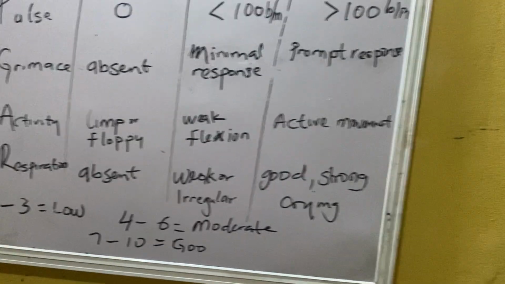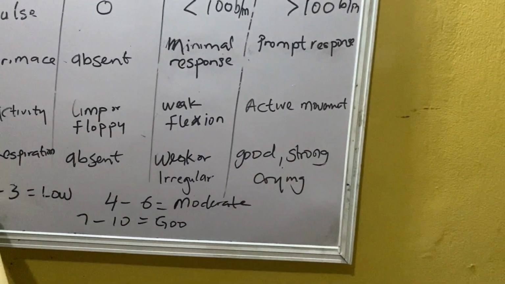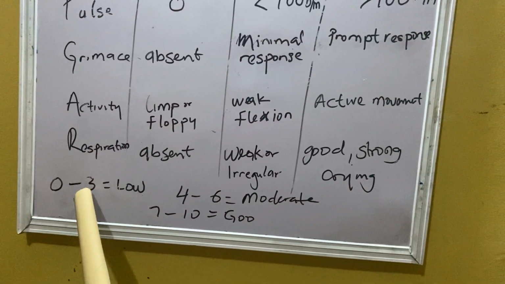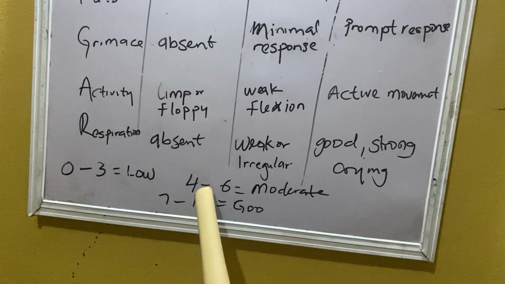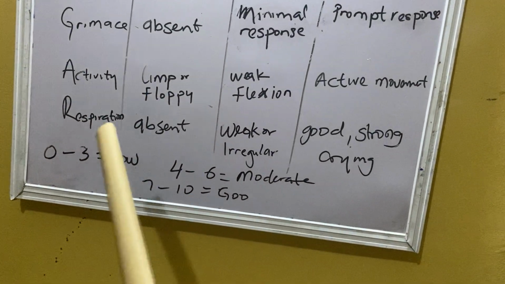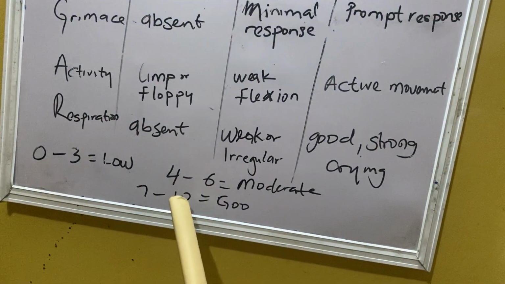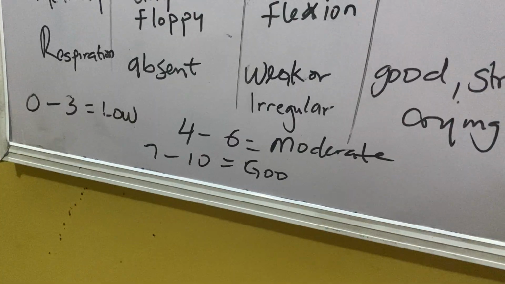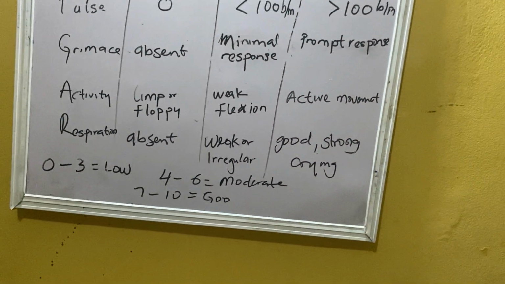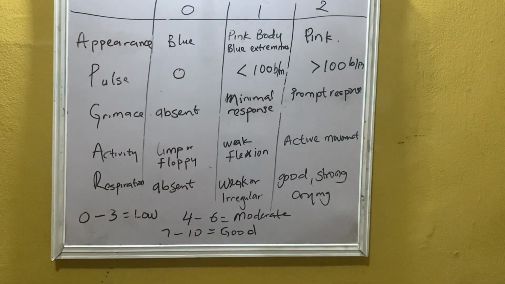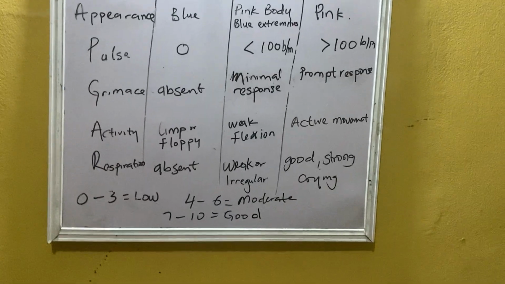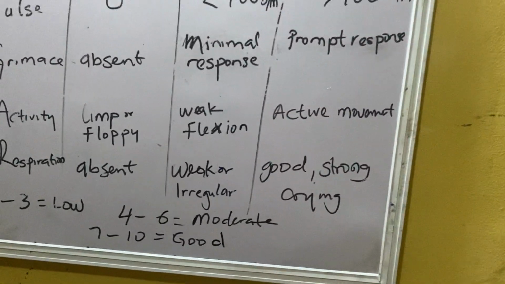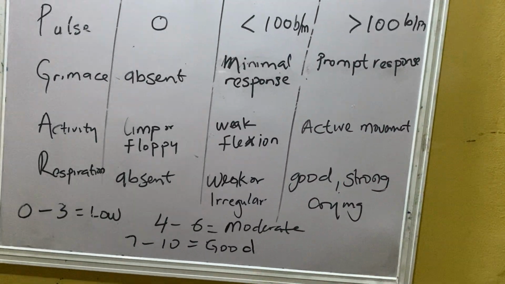Yes, over 10. So if a child has between 0 to 3, it is low. If a child has between 4 to 6, it's moderate. If a child has between 7 to 10, that's a good mark. Yes, it's a good mark.